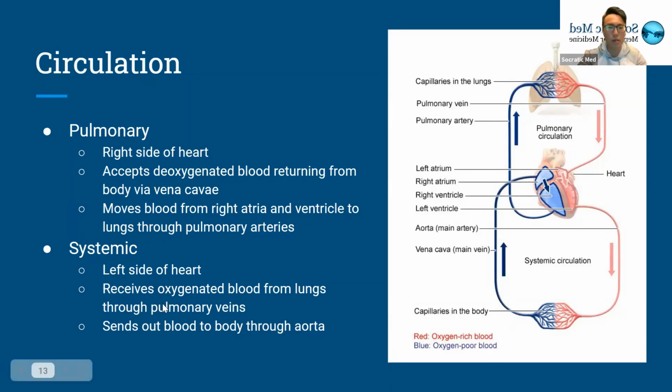Sorry, I don't know if I said that wrong, but the left side of the heart, the systemic circulation, receives the blood from the lungs via the pulmonary veins and sends it out through the aorta. Any questions on that? This diagram is pretty good too. It also labels red as the oxygen-rich blood and blue as the oxygen-poor blood. So I would try to study these as two different circulations, and once you're comfortable with each one separately, you can combine them together to get the whole circulation of the body.